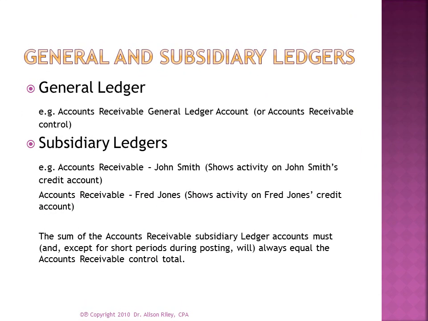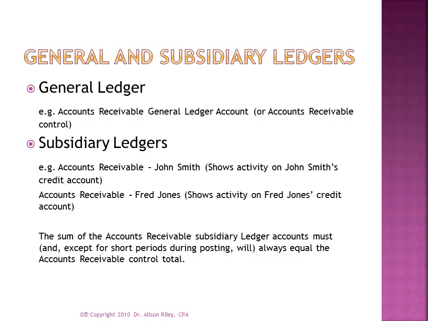As mentioned earlier, manual accounting information systems usually have two types of ledger accounts: general ledger control accounts, kept in the general ledger, and subsidiary ledger accounts, kept in the subsidiary ledgers. The general ledger control account balances equal the totals of their corresponding subsidiary account balances.